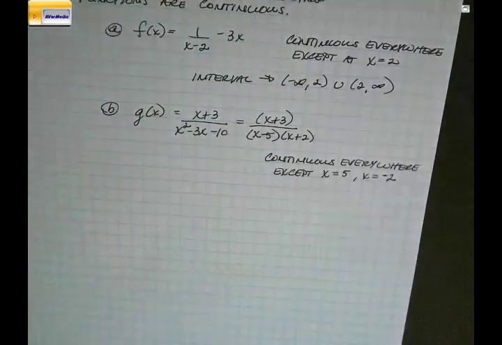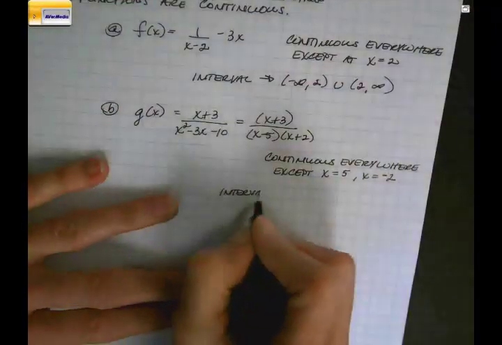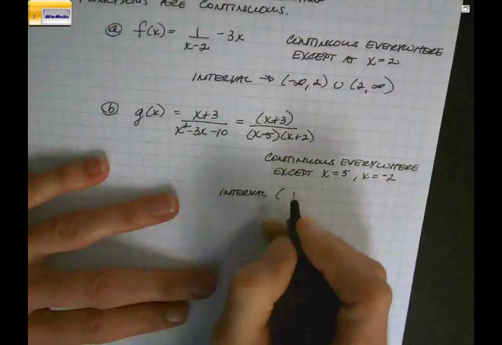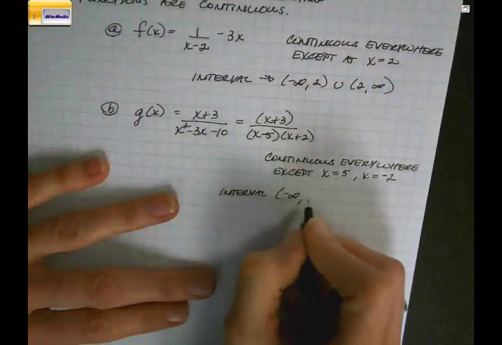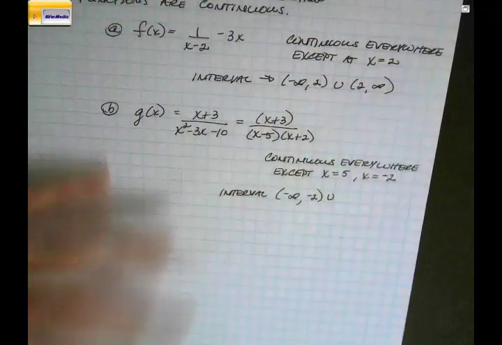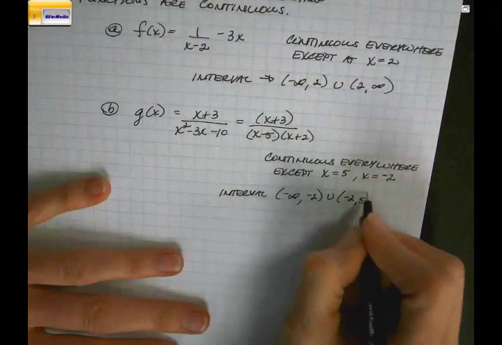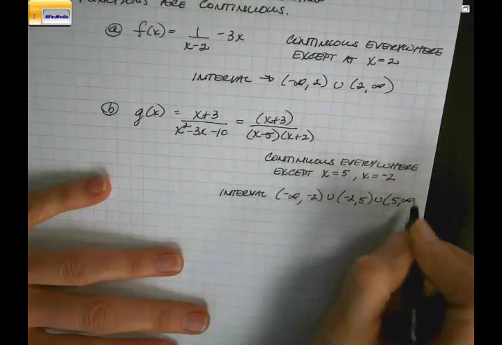Okay, so how do we write this as an interval? Negative infinity to negative... hold on, it's a positive 5. Negative infinity to negative 2, in union, that little U stands for union, or collect all this stuff together, negative 2 to 5, and 5 to positive infinity.